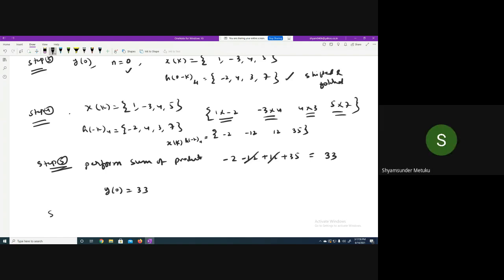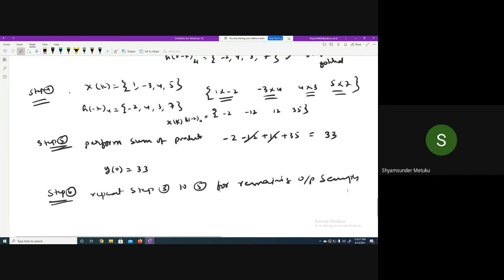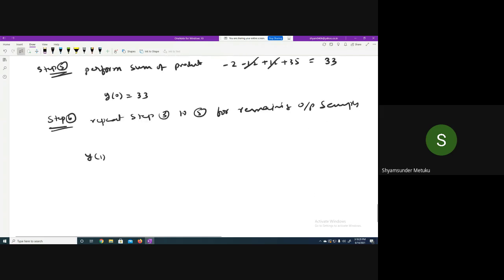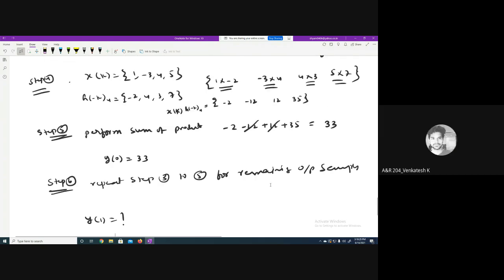What is step 6? Repeat step 3 to 4 to 5 for the remaining output samples. What are the remaining output samples? What is the next one required in the output? y of 1 is required, isn't it? Correct or not? Yes, sir. So h of minus k is given here, which is minus 2, 4, 3, 7. I want h of 1 minus k. Can you tell me how to write it?